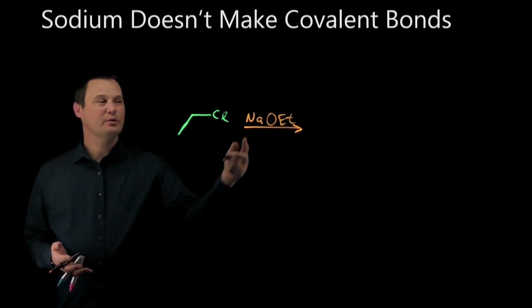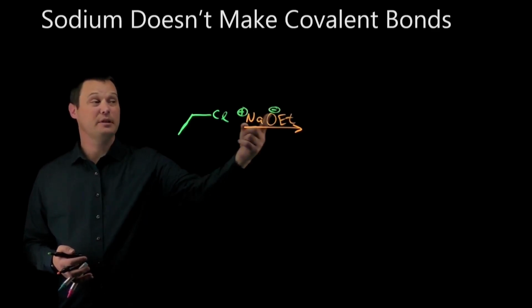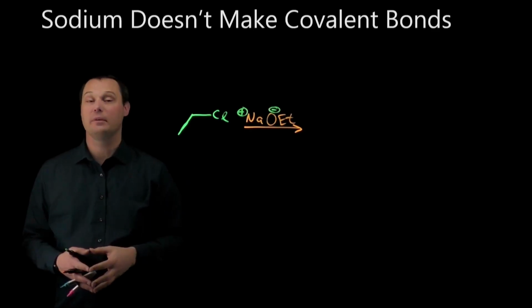Sodium is cationic. In solution, this will fully dissociate into sodium plus and oxygen minus. I think it's a good idea to even explicitly write the plus and the minus so that you remember that sodium does not make covalent bonds.